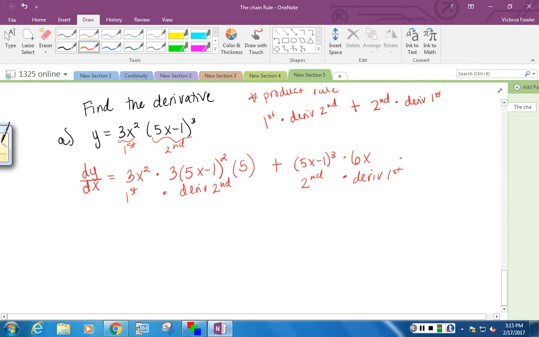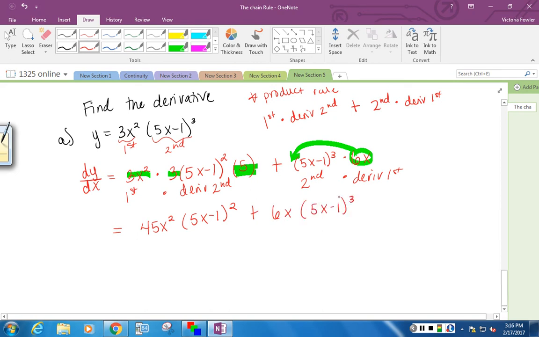Okay, so what could I do from here? Well, I'm going to highlight things that I'll multiply together. And I'm going to move maybe this factor here to the front of that. Okay, so if I go 3x squared times 3, that's 9x squared times 5. 9 times 5 is 45, so I got 45x squared. Then I have 5x minus 1 squared. And then I've decided to move the 6x to the front of that quantity, 5x minus 1 cubed. And I can even continue from here and think about factoring out common factors if I'd like.